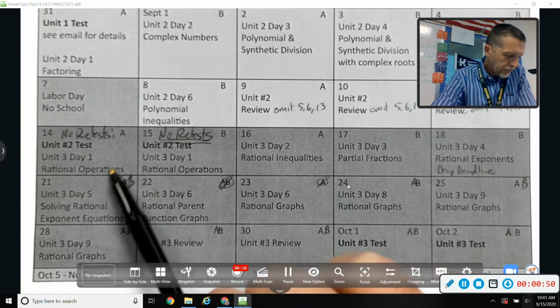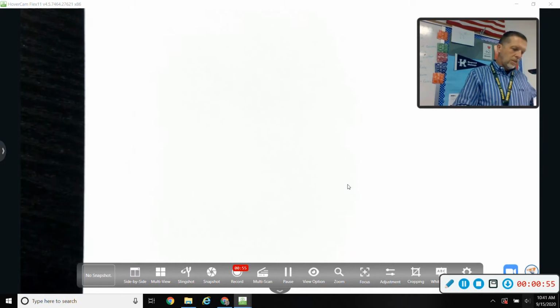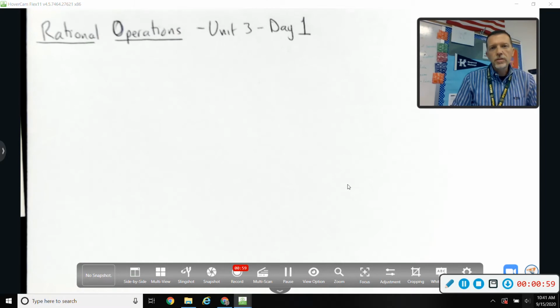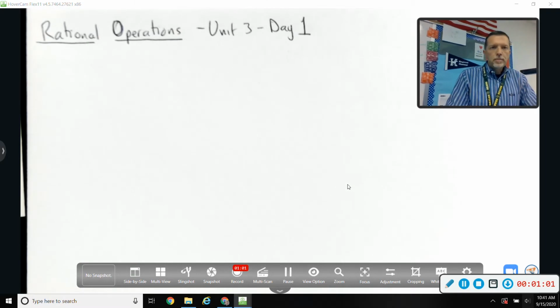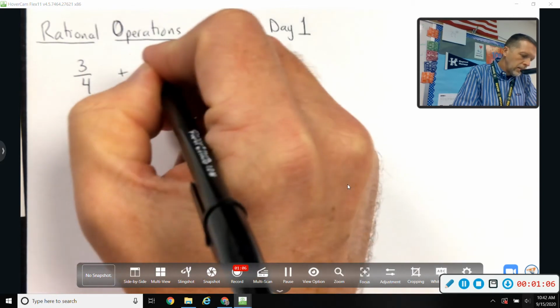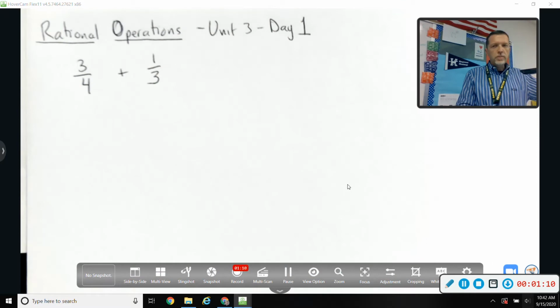So let's just jump in with rational operations. We're going to start with the really easy stuff. Again, day one of Unit 3. Let's start with something that I think we all know how to do. 3/4 plus 1/3, hopefully. Right?